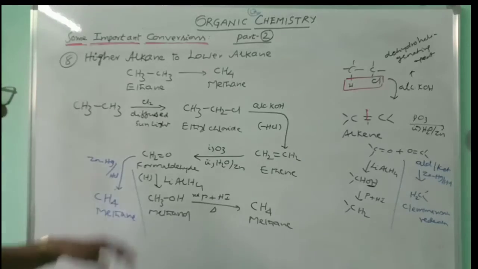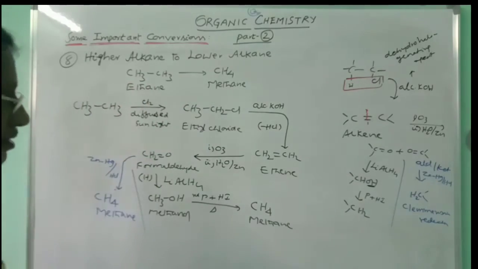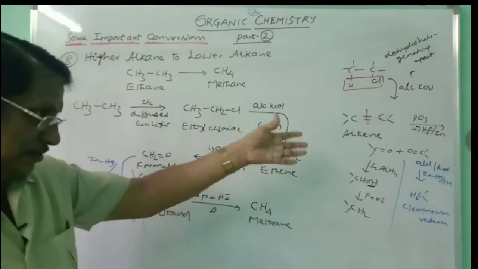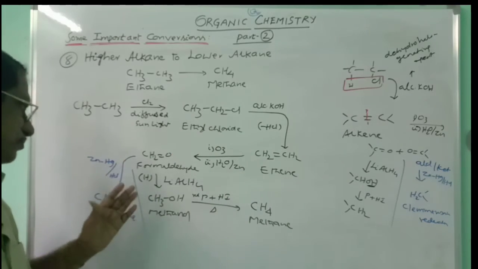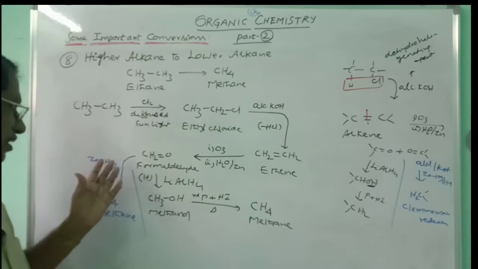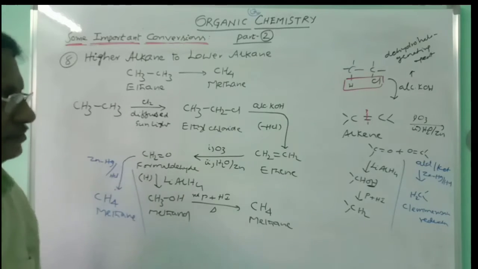In this way, higher alkane can be converted to lower alkane, first converting into alkene and thereby doing ozonolysis, thereby reducing the number of carbons, and then you can convert that into alkane by this method or this method. Please note it.